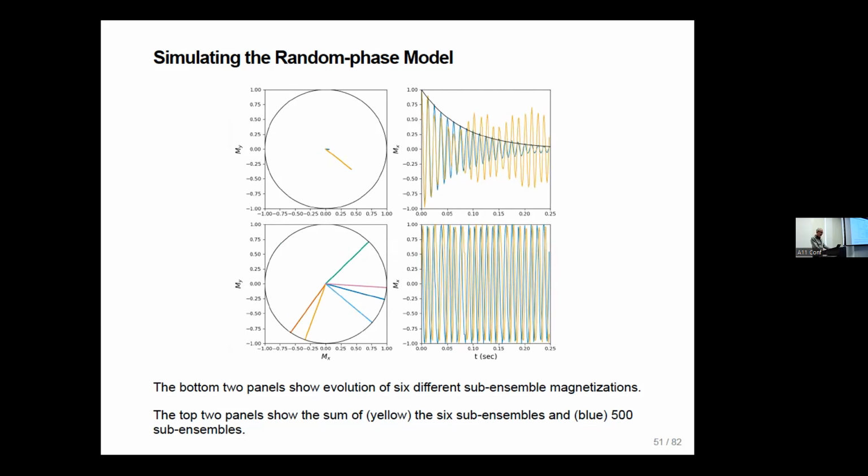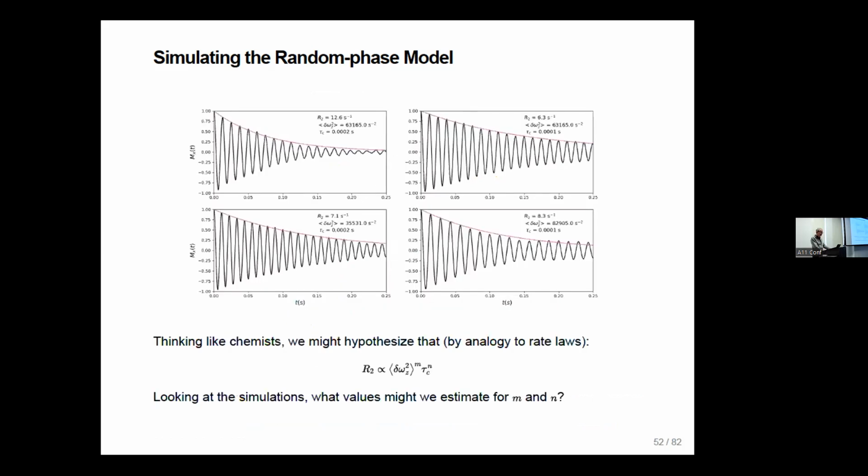There says what I just said. And if we play around a little bit, I can change the parameters of the simulation and see what happens. I can increase delta omega, so the variance goes up. I can change the jump rates, so tau c changes. And I can just play around for a while and see if I can make any sense of things.